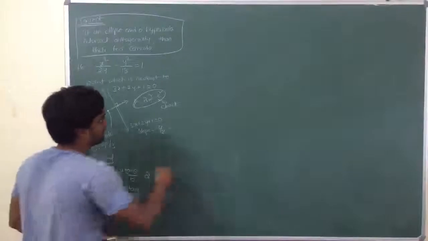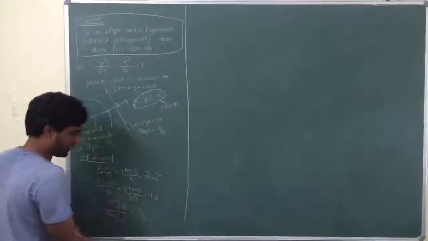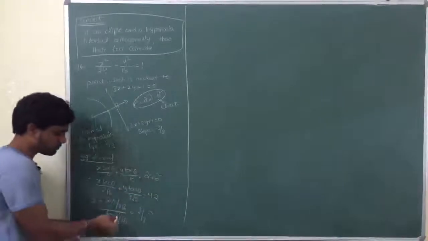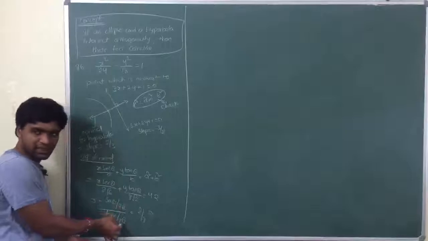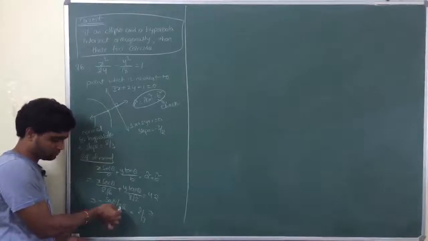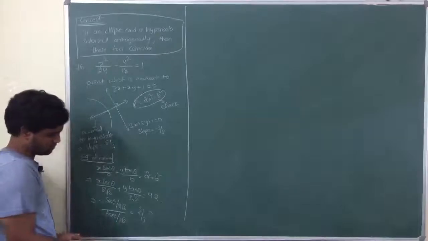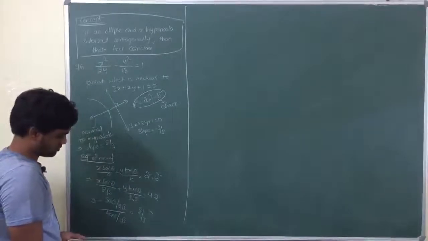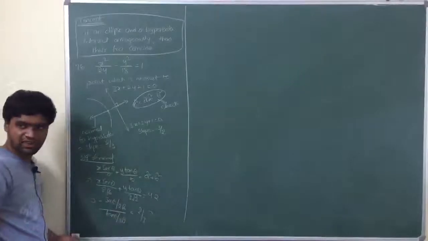From here you will get theta. Find theta from here. Root 2 cancels and we get root 3, again this cancels and here root 3 remains, root 3 by 2, 2 by root 3. From here you get the value of theta.